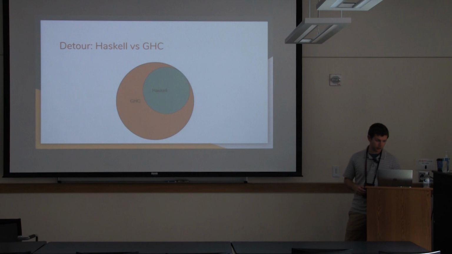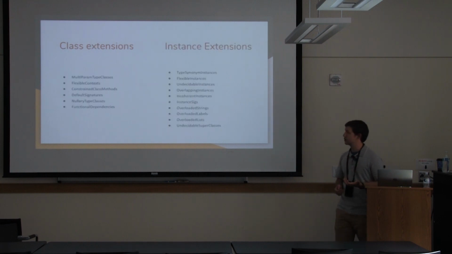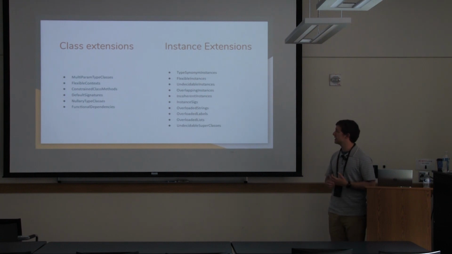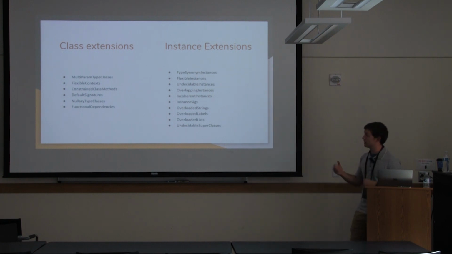What we're going to talk about today are all of those class and instance extensions that deal with type classes in Haskell. There's 6 class extensions and 10 instance extensions, and some of them overlap with each other. But we'll go through what each one of those does in isolation and then look at a few of them combined together.